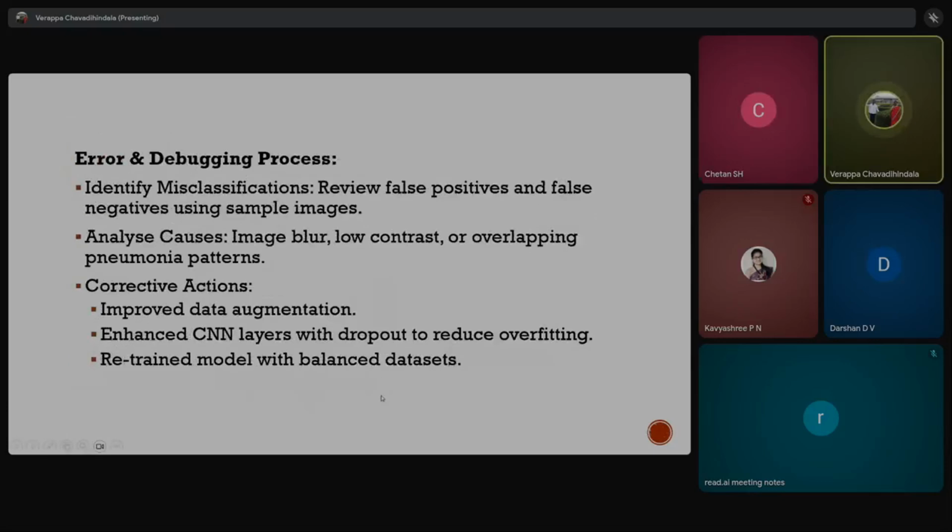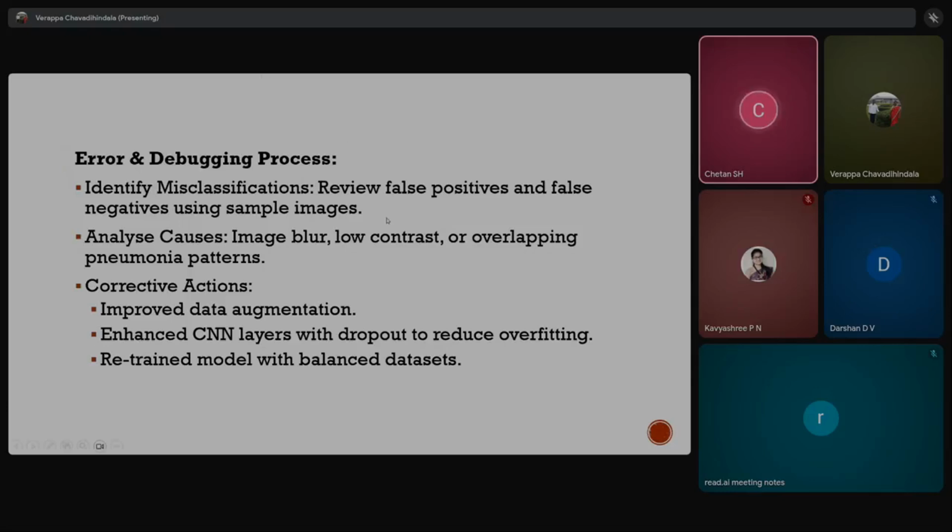Error and debugging process. The purpose of the error and debugging process is to improve the accuracy by analyzing the mistakes, rectify the mistakes, and improve the efficiency. Identify the misclassification by reviewing the fault predictions using example images, with pneumonia and without pneumonia images. Analyze the causes of the misclassification, like image blur, poor contrast, and overlapping patterns in X-ray images.